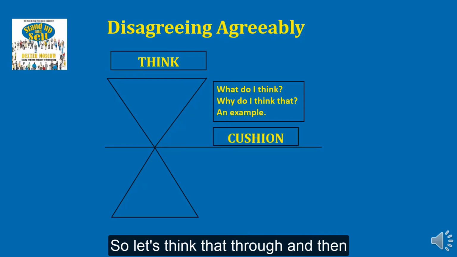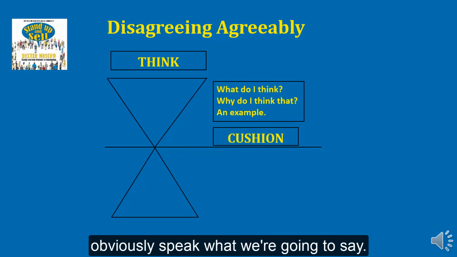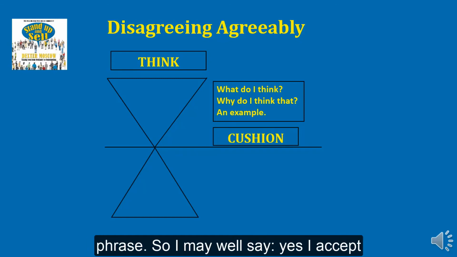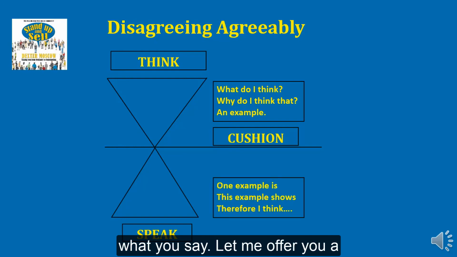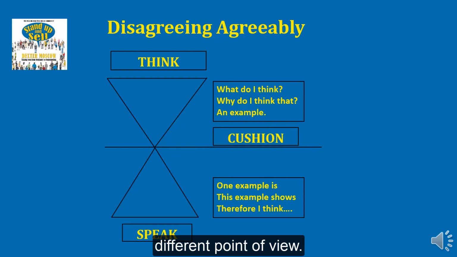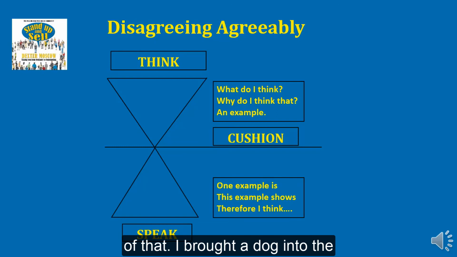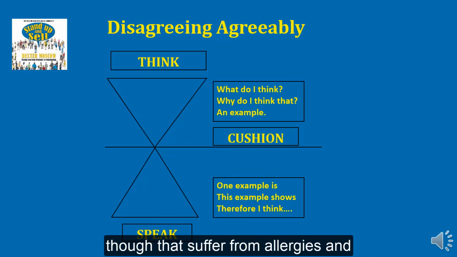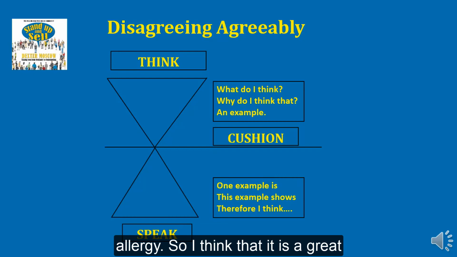So let's think that through, and then I've just thought that through, and then let's obviously speak what we're going to say. So the first thing is the cushioning phrase. So I may well say, yes, I accept what you say. Let me offer you a different point of view. My example is that I've had experience of that. I brought a dog into the workplace. There were some people there, though, that suffer from allergies, and when I did this, it exacerbated their allergy.